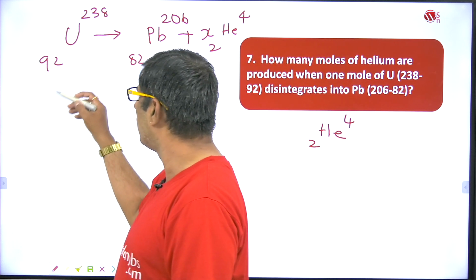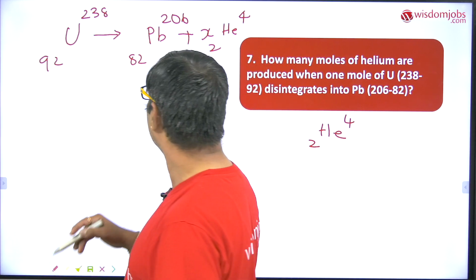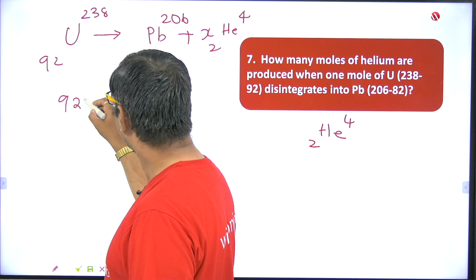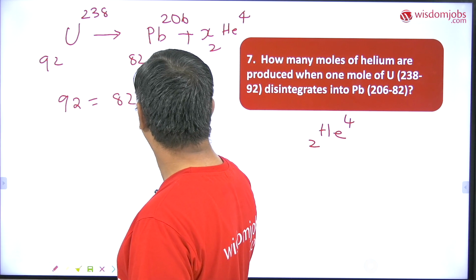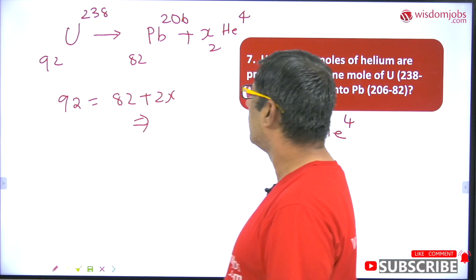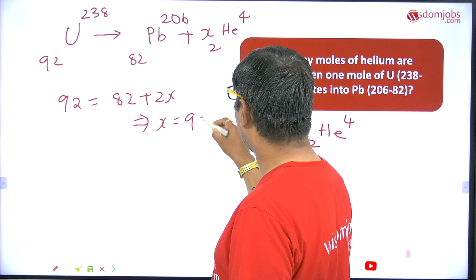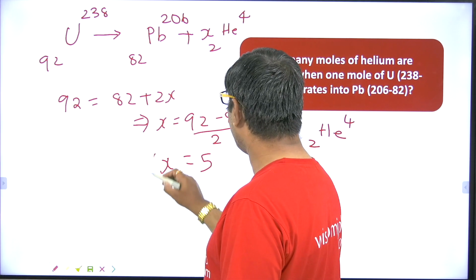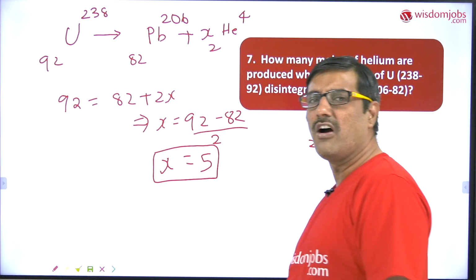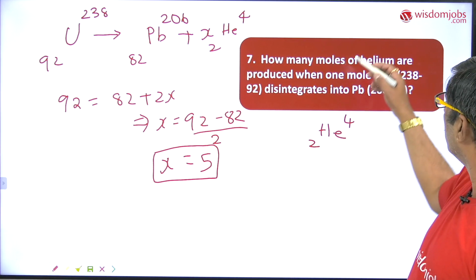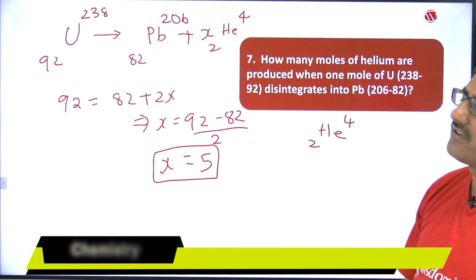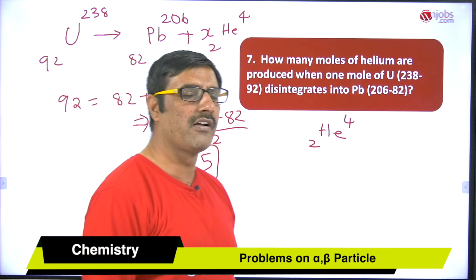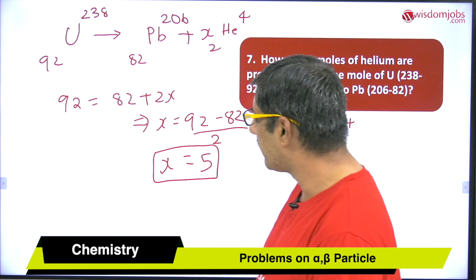Okay, so now if you observe, let us compare the atomic numbers. So if I compare the atomic numbers, 92 is equal to 82 plus 2x. From this, what is X here? X is (92 minus 82) by 2, which gives you 5. So how many moles of helium are formed? 5 moles of helium are formed when the uranium 238-92 disintegrates into lead 82-206. Understand?